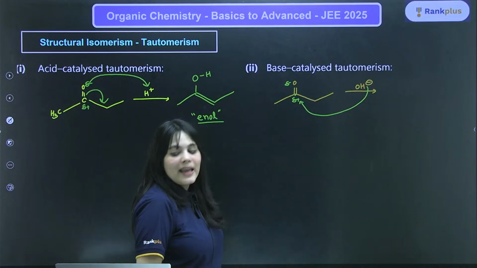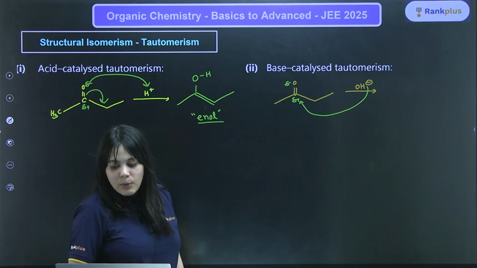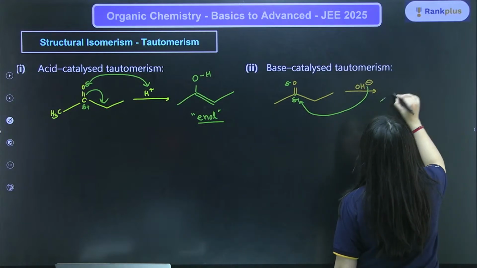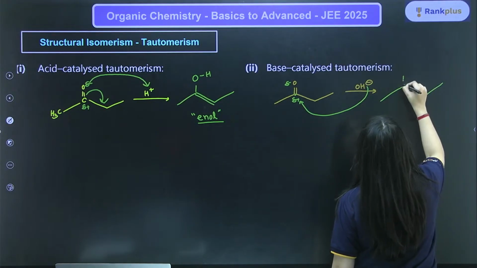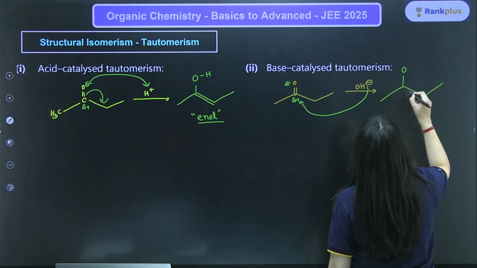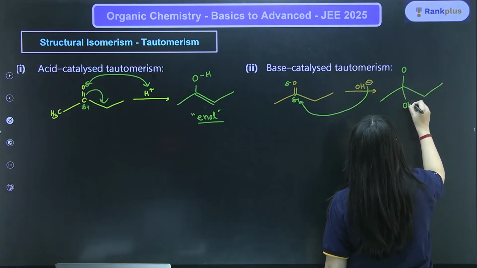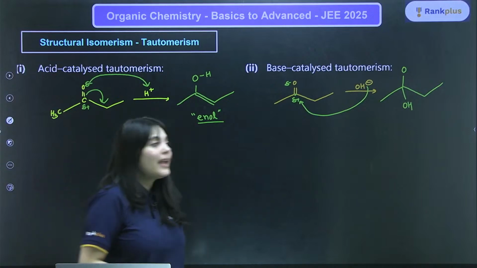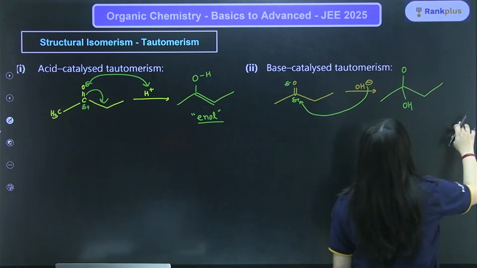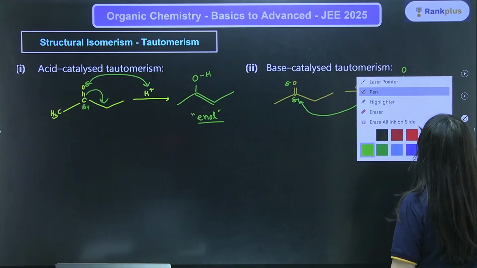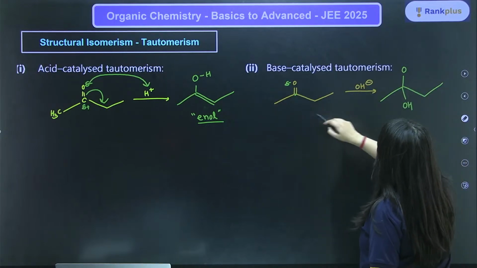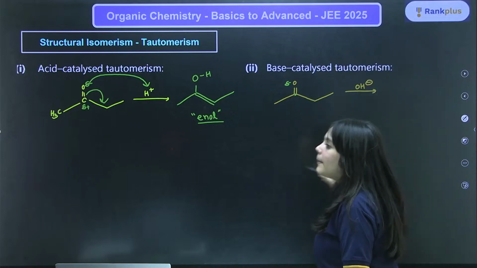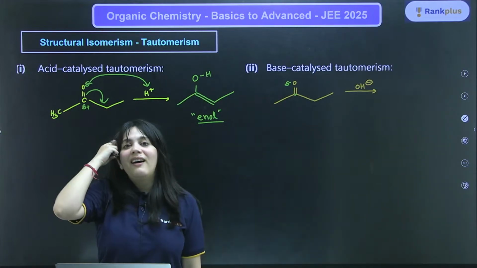So what will happen next? This negative will attack this positive carbon. We will get a structure something like this. Here is the O over here, and here this OH will attack, right? The OH will attack over here. Okay? Or the other thing that we can do is, let's not do substitution reaction. Because what we have taken here is a base and we have not taken a nucleophile.